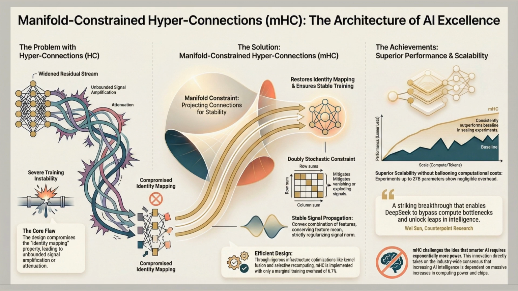Manifold-constrained hyperconnections transform hyperconnected neural networks from unstable curiosities into scalable, high-performance architectures. By restoring identity mapping, enforcing structured constraints, and preserving signal norms, they enable deeper, more efficient models. These ideas point toward an era where architectural innovation, rather than brute force compute, drives breakthroughs in AI capability.